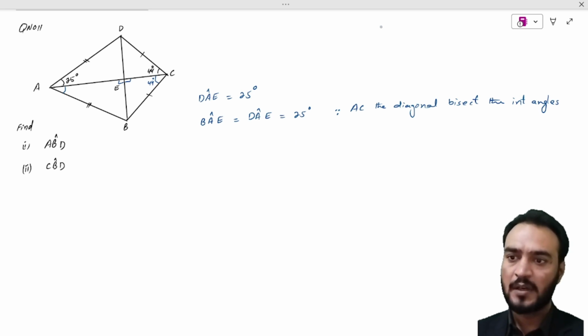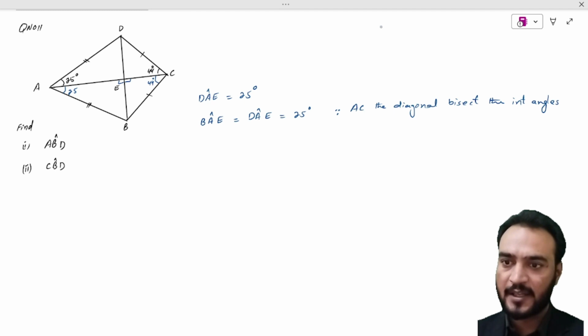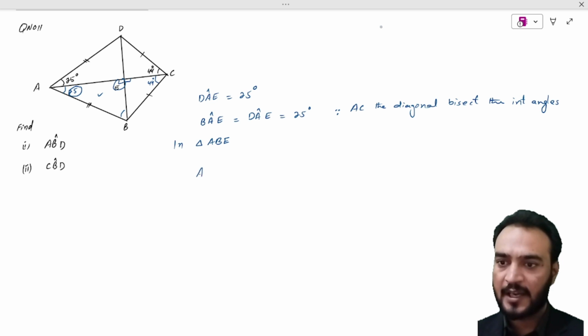So now this angle is equal to 25 degrees, and we know this angle at point E is equal to 90 degrees. It is a right angle. So considering the triangle ABE, we know two interior angles, that is one is 25 degrees and the other one is 90 degrees, and we have to find this third angle ABD.